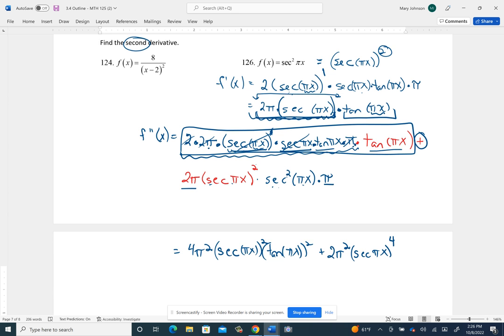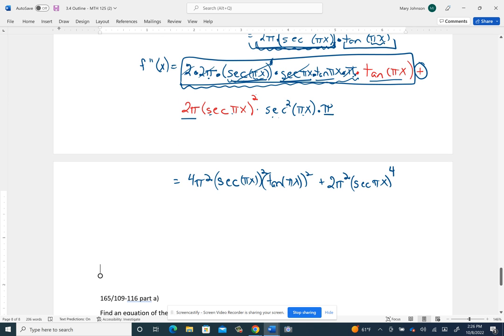All right. Now at that point, I'm thinking I might do some factoring. So I'm going to pull out a 2 pi squared and the secant pi x squared. All right. And when I do, I'll have a 2 left from there. And then I'll have tangent pi x. And then plus a secant pi x still squared. Okay.